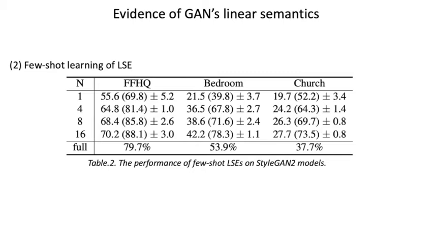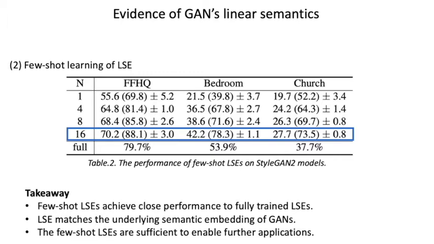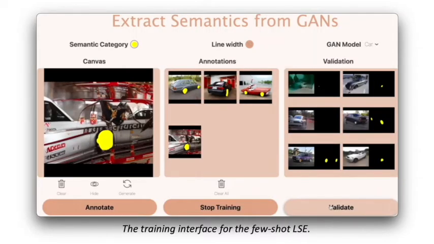Second, we try to train the LSE given only a few annotations. Given 16 annotations, the performance of the few-shot models reaches around 90%, 80%, and 70% for the three datasets respectively. It is indicated that the few-shot LSEs generalize well from the few annotations, and thus this linear formulation matches the underlying semantic embedding of GANs. The few-shot learning of LSE further indicates that the user can extract semantics from any GAN with ease.